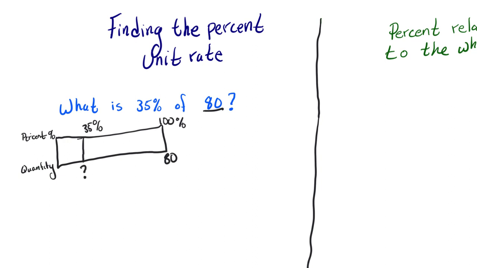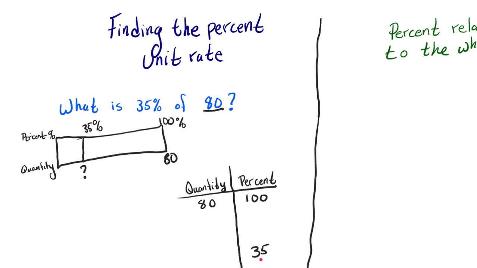Now, I'm also going to draw a ratio table. I'm going to do this two ways simultaneously so that we make sure that we understand. So I'm just making that table with quantity here and percent here. I know that the relationship that I have is 80 is going to be equal to 100%, and what I'm looking for is 35%. Now, when I think about how do I get from 100 to 35, that number might not come up naturally to me.